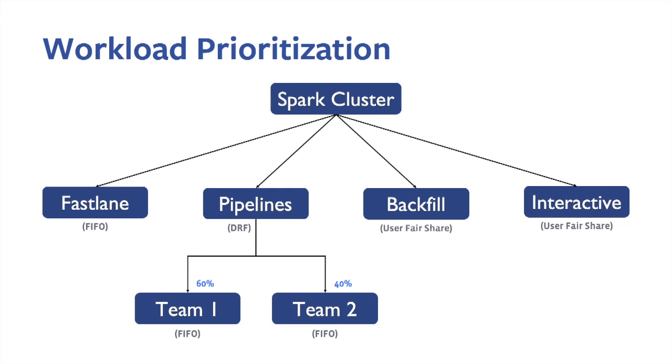At the same time, we have pipelines, which are regularly scheduled pipelines, where latency is not the top priority, but throughput is. So we use DRF, which allows us to improve the efficiency of the cluster, the throughput of the cluster, at some cost to latency. And then we have use cases like backfill and interactive, where user experience is the most important thing. And using user fair share is the right strategy there.